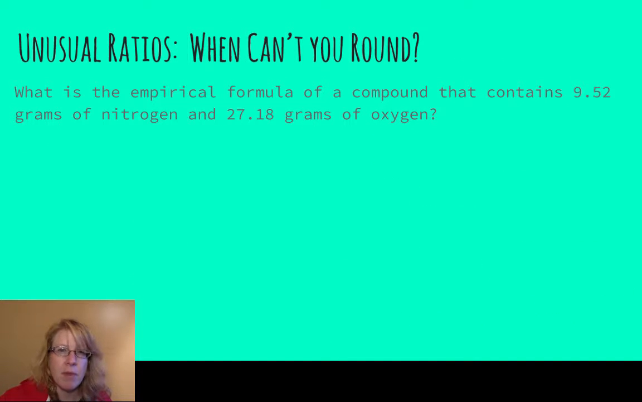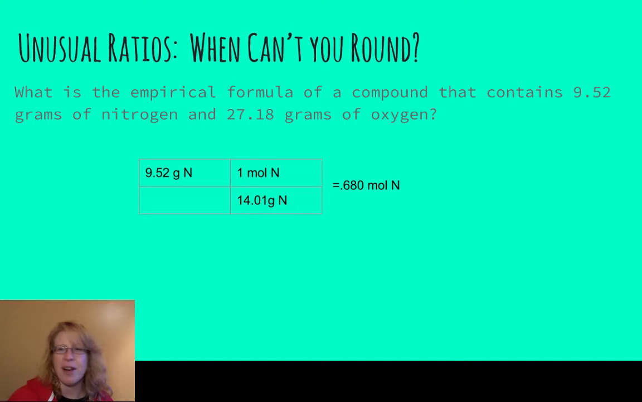So here's an example of what you would do when you can't round. I'll show you what I mean. Here's our example. I should back up, right? Give you a chance to even read the problem. So we're trying to find a compound that's got nitrogen and oxygen in it. Same strategy: convert to moles first, and then we'll start dealing with the problem from there.